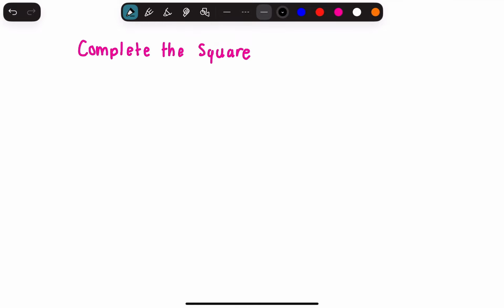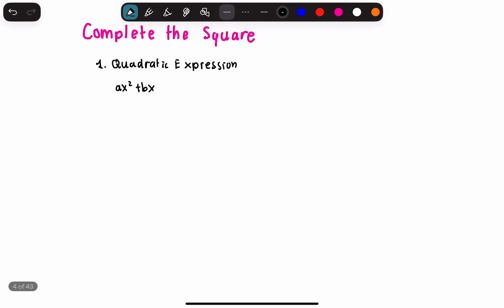This video is an introduction on how to complete the square. When you're completing the square, the first step is to identify your quadratic expression. You have to have an expression in this form: ax squared plus bx. That's going to be your step 0.